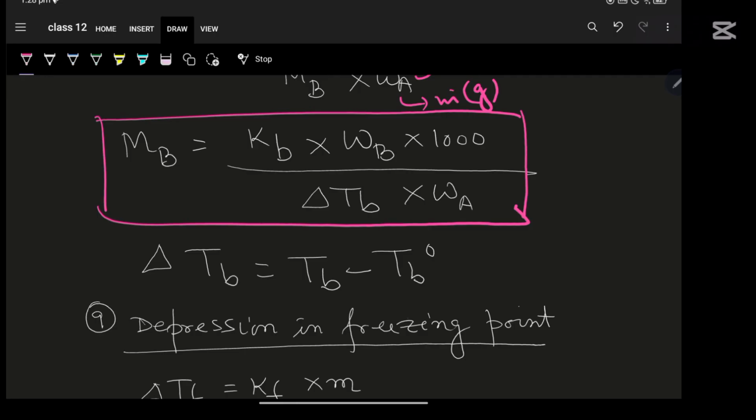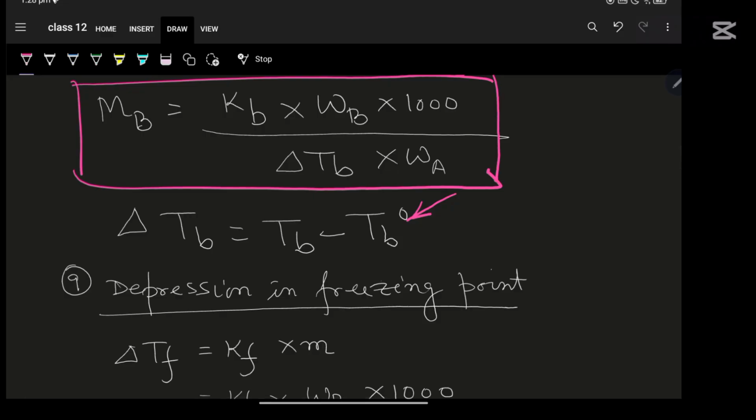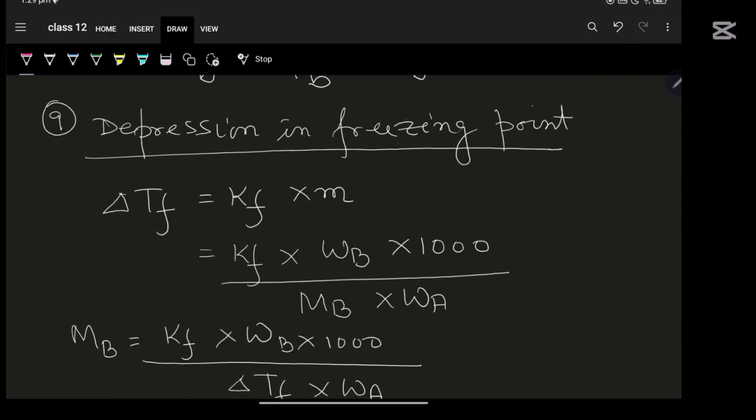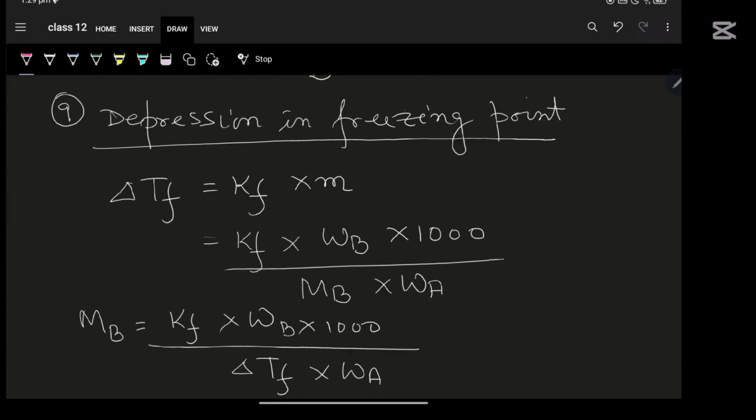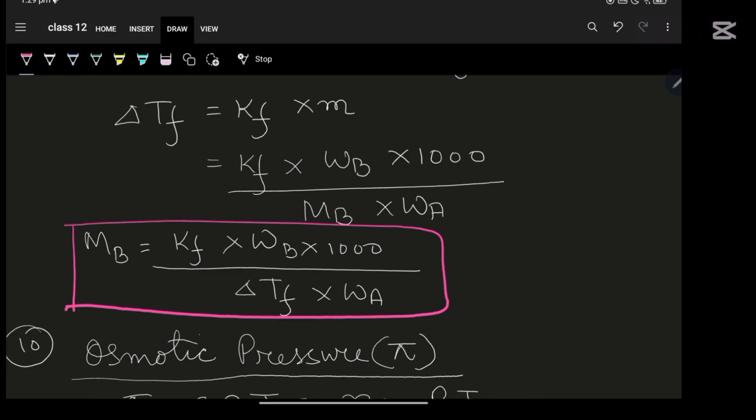Now delta TB is TB minus T naught B. T naught B is of the pure solvent or pure component. Now TB is of the solution. Now depression in freezing point, that is again delta TF is equal to KF into m. m is again the molality of the solution, and this is how you put the values and get the value of MB with respect to delta TF.